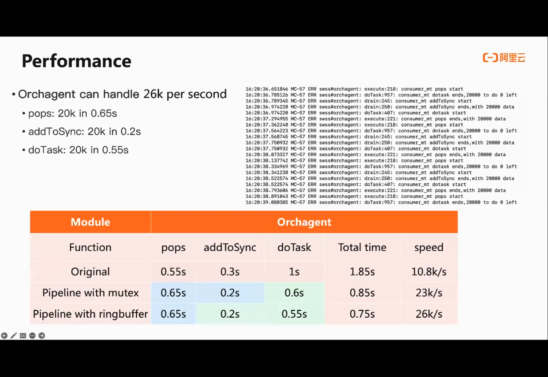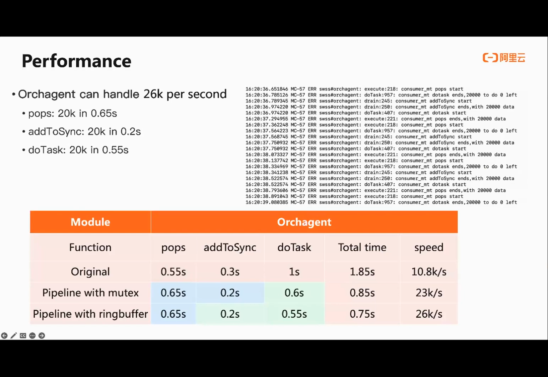And we also test org agent to see how the pipeline works. For org agent, it can handle 26K routes per second now. And we actually implement the pipeline as we designed. In the first place, here you can see we put add to sync and pop together in the main thread and do task in another thread. But actually, in this case, do task works faster than before. It took 1 second before, but now it only takes 0.6 seconds.